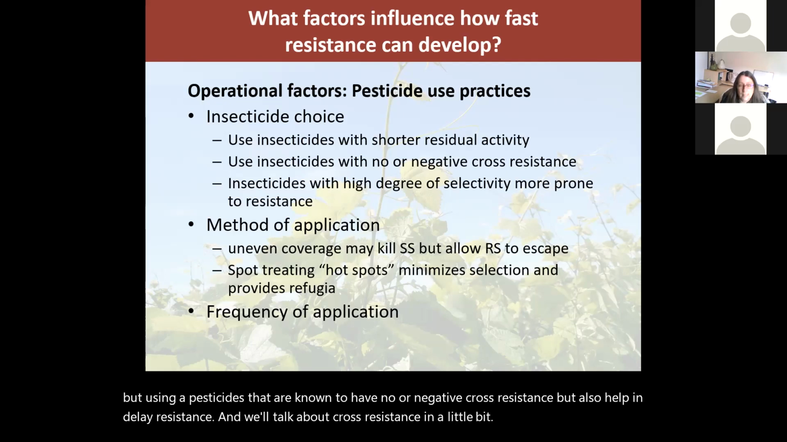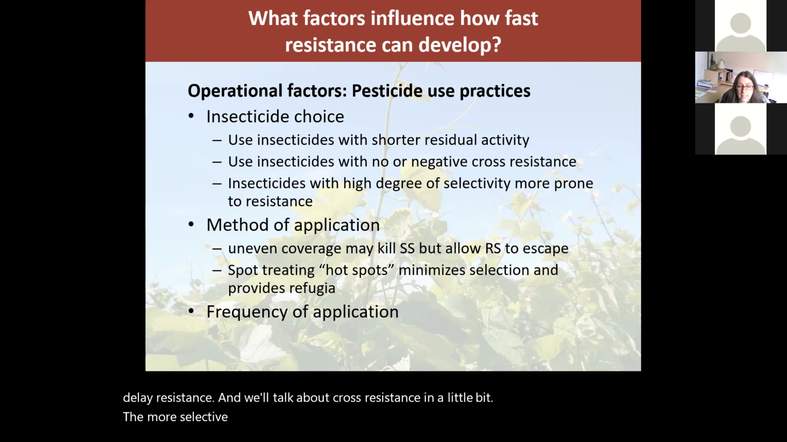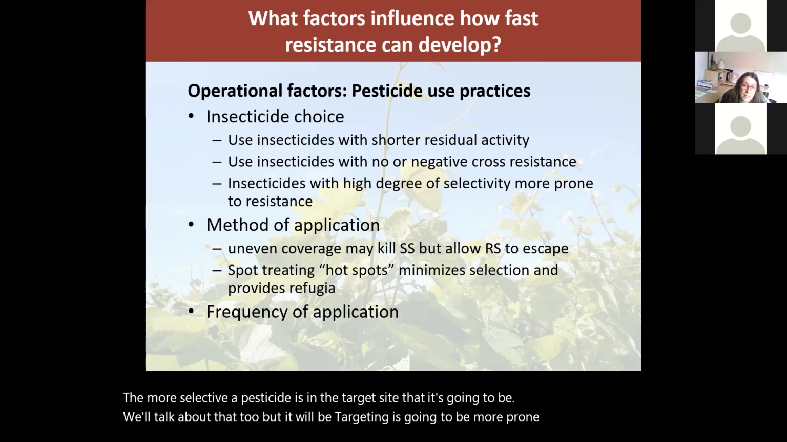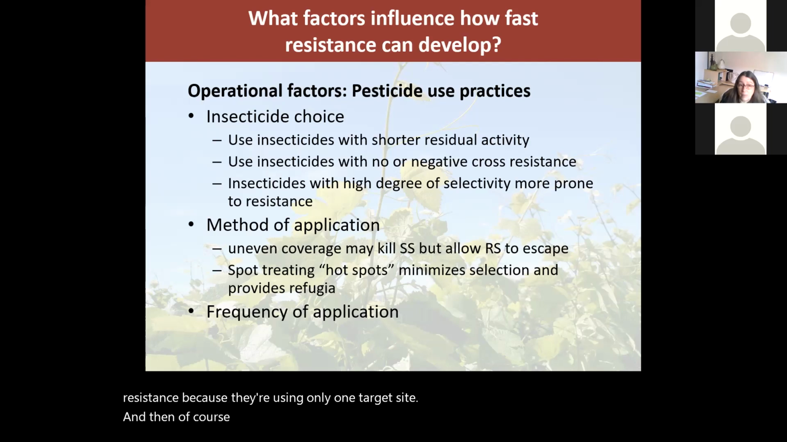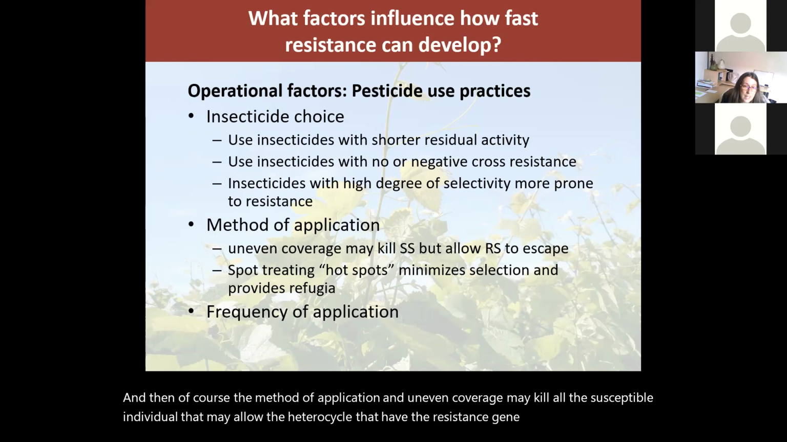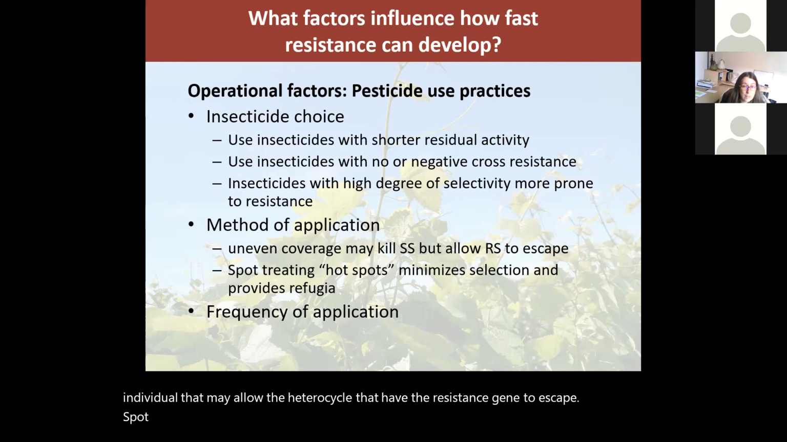The more selective a pesticide is in the target sites, we'll talk about that too, the more prone to resistance it will be because it's using only one target site. And then, of course, the method of application and even coverage may kill all the susceptible individuals, but may allow the heterozygotes that have the resistant gene to escape. Spot treating hotspots is thought of as minimizing selection and providing refugia.